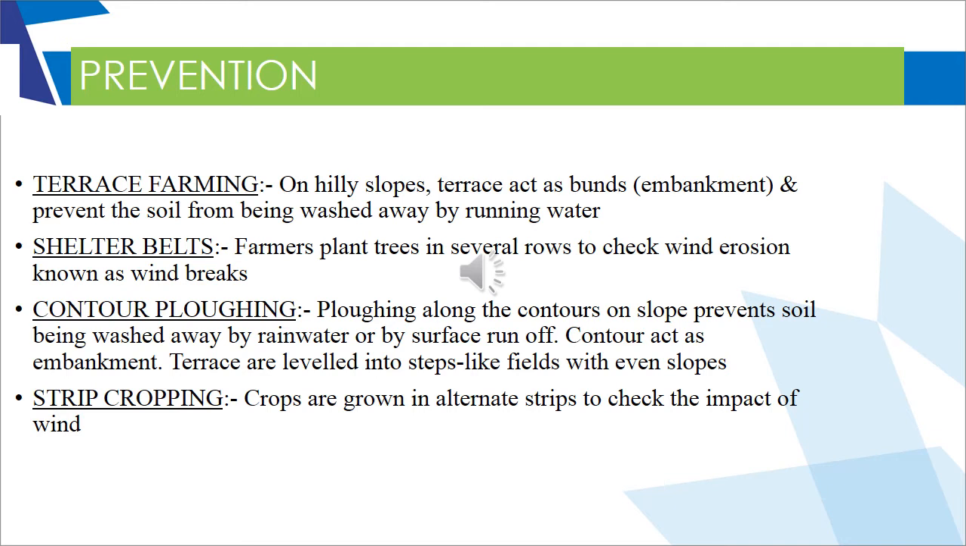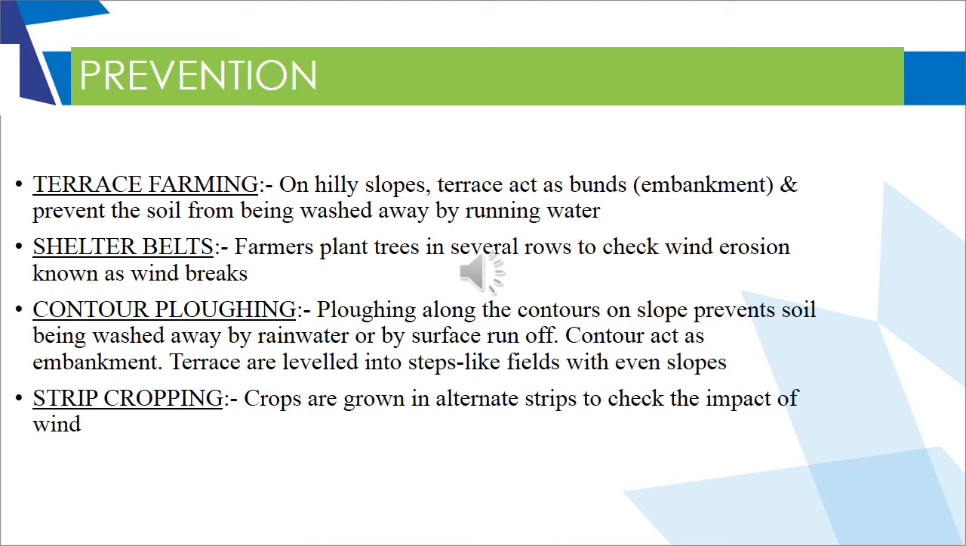The second one is shelter belts. This is a very good method, especially to check wind erosion. You have trees planted in straight rows, several rows, so that they act as a wind break. So the velocity of the wind is reduced to a very great extent due to shelter belts.